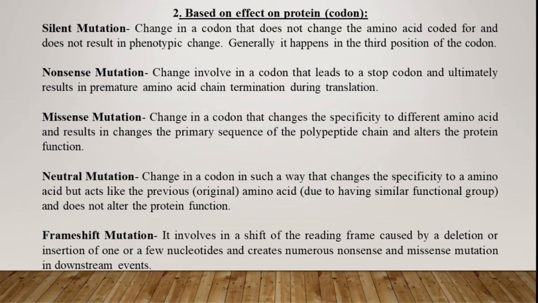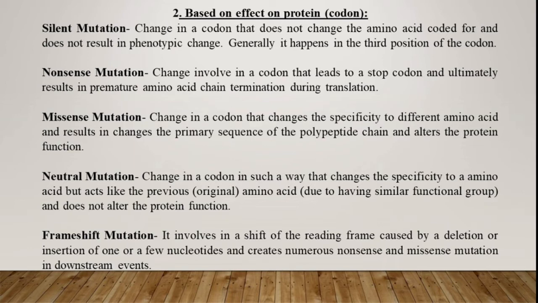Next is nonsense mutation. In this case, the change in a codon leads to a stop codon and ultimately results in premature amino acid chain termination during translation. Next is missense mutation. In this case, the change in a codon changes the specificity to a different amino acid and results in changes in the primary sequence of the polypeptide chain and alters the protein function.